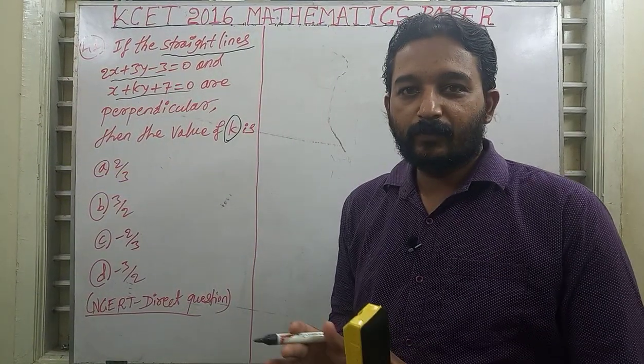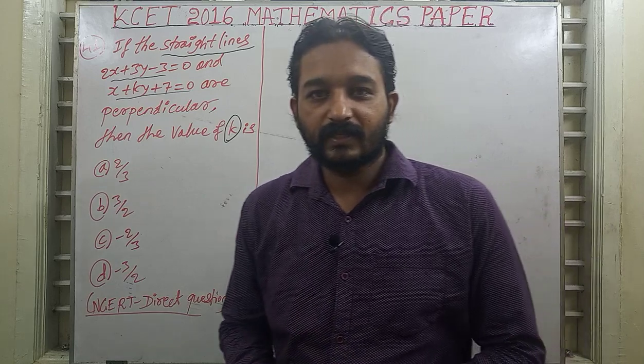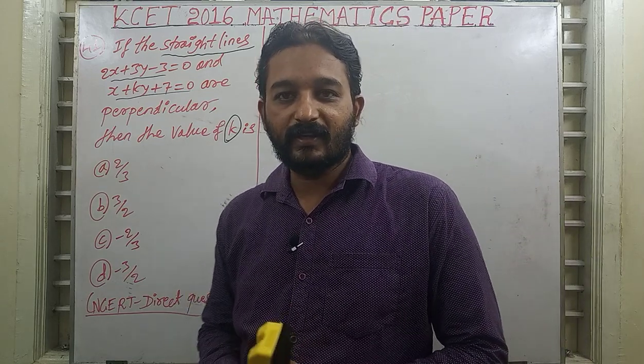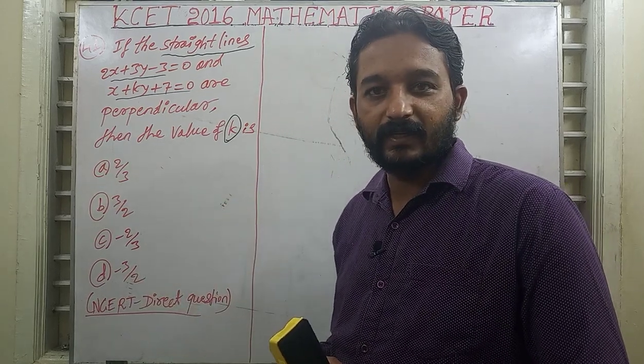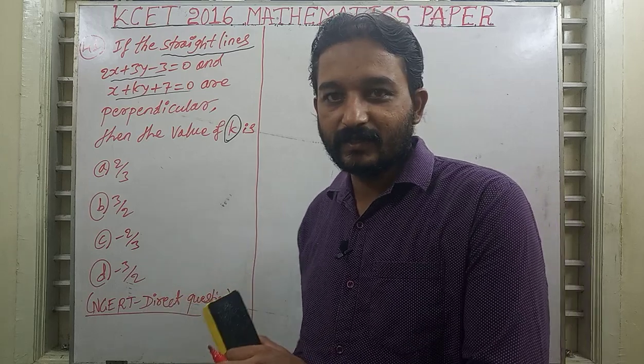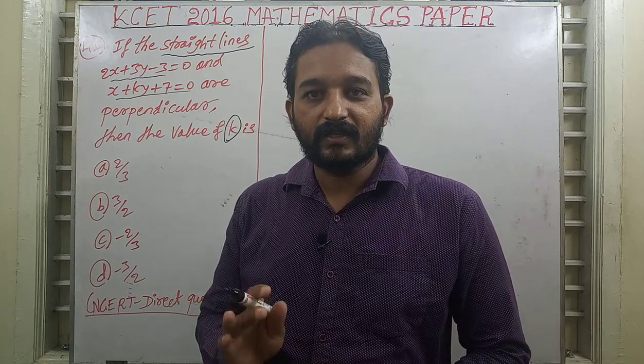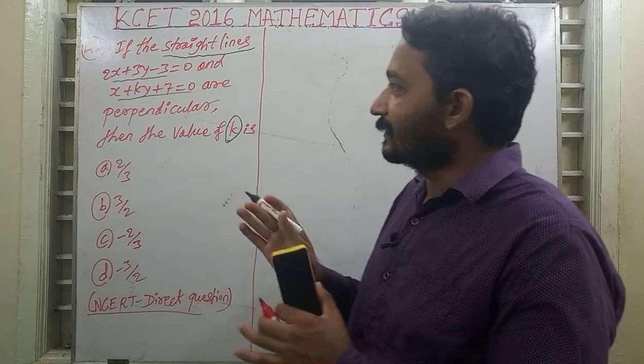In this video, I am going to solve KCET 2016 Mathematics paper part 5 from question number 41 to 50. So let us move on to the first question. This question is based on the chapter straight line. So let us see the question.